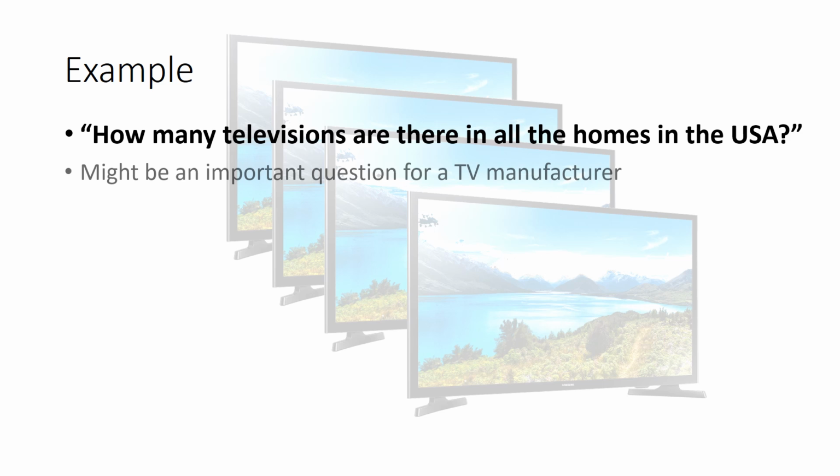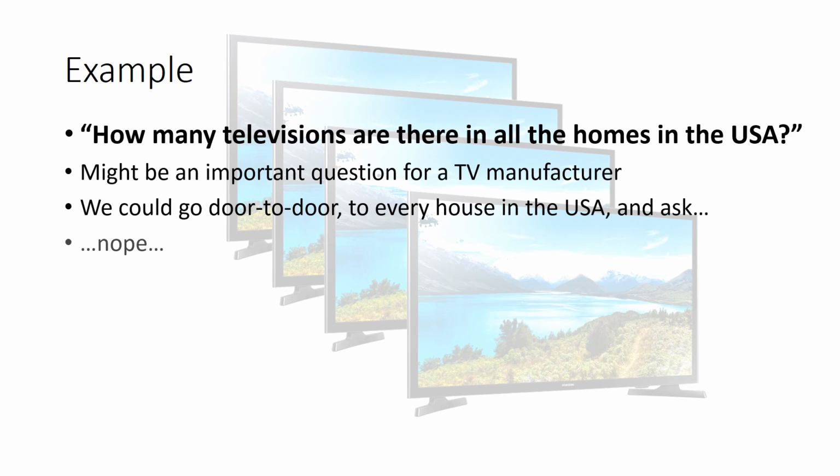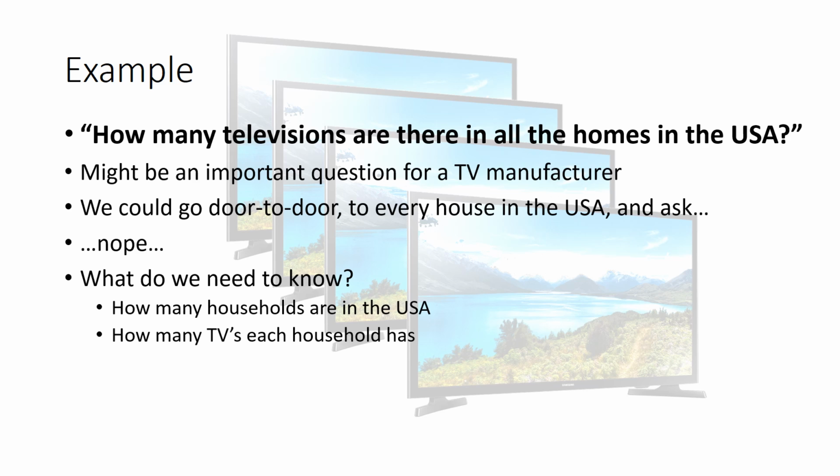And this might be a question that's important to a TV manufacturer so that they would have an idea about their sales. Now, we could go door to door to every house in the US and ask how many TVs they have. Seems like a lot of work. So if we're going to try to guess this ourselves, what do we need to know? Well, one thing that would be good to know is how many households there are and how many TVs each household has. If we have these two pieces of information, we could just multiply the number of households times the number of TVs per household.